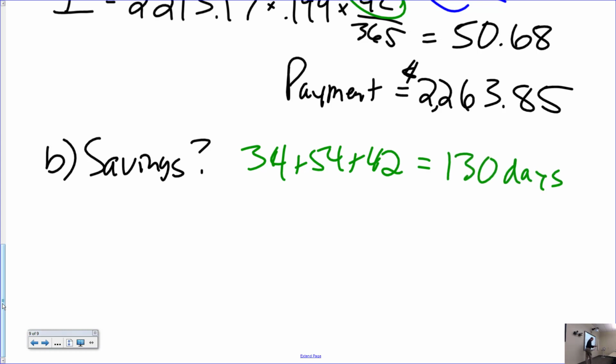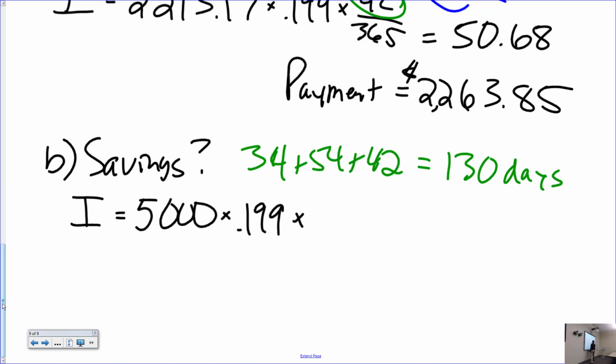So, interest in one payment. P is $5,000, so I'm not paying anything off early. Rate 0.199. 130 over 365. How much would I have paid?